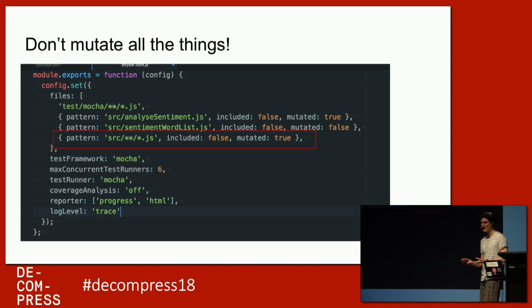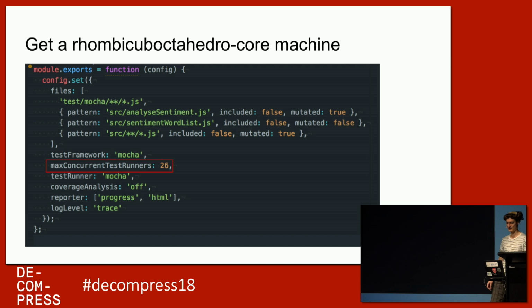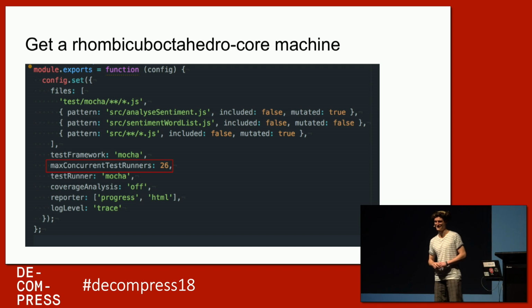And you probably don't want to try and mutate everything at once, particularly if you're doing it on CI. If you know that you've only changed one file, there's no value in mutating everything else. You want to get specific, otherwise you're going to be waiting for hours on end. And finally, I highly recommend that you get a Rhombi Cubo octahedro core machine. That will make your mutation testing run much faster.